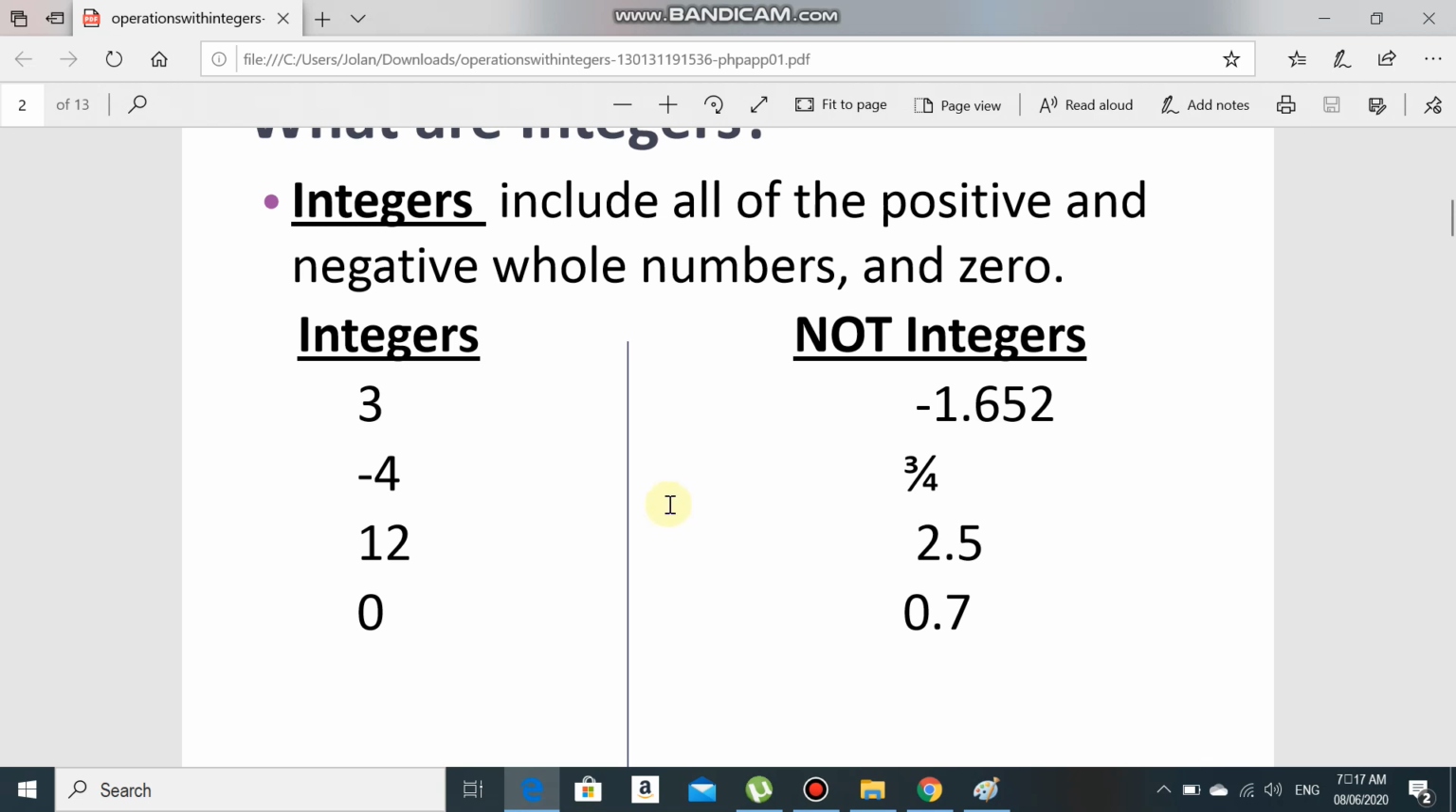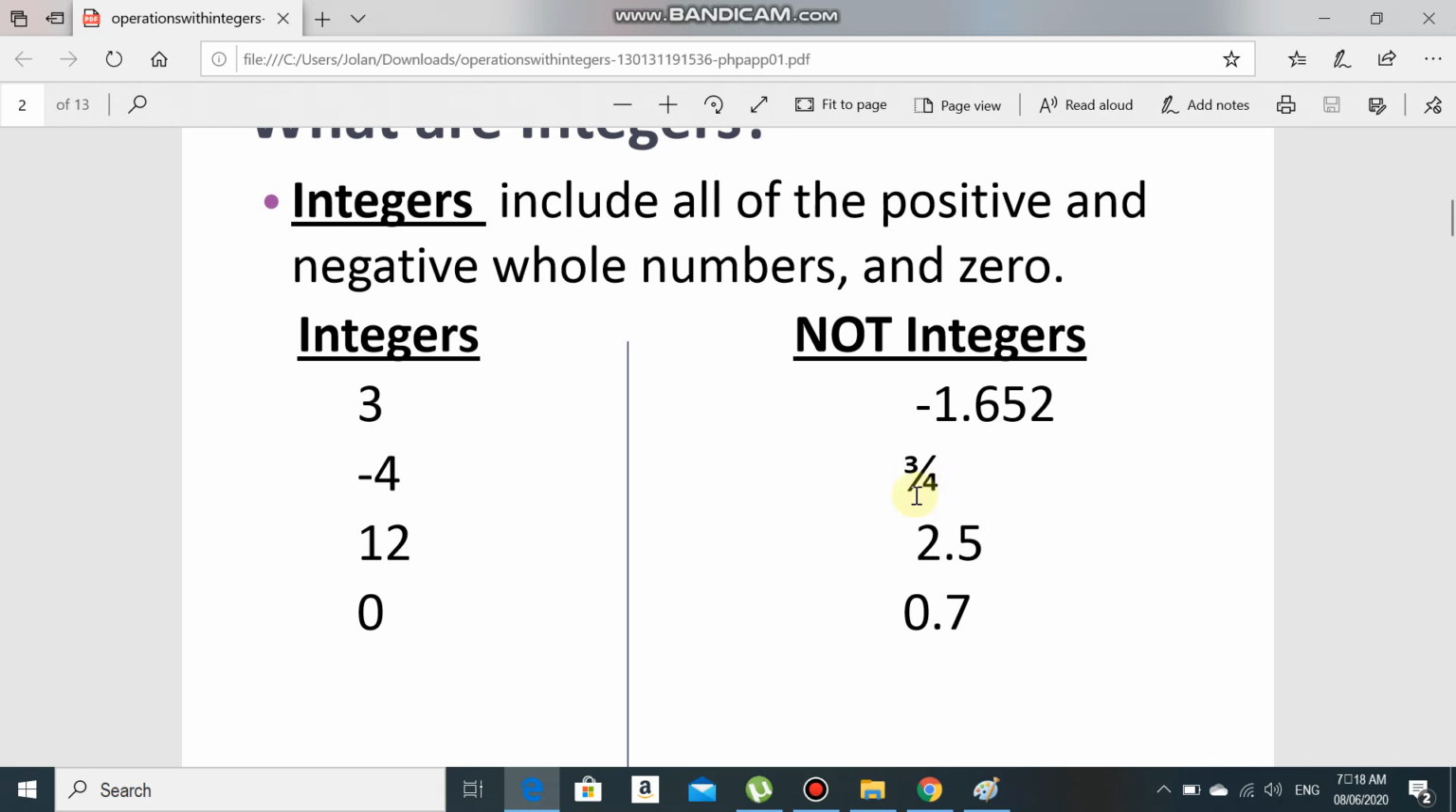We have here examples on the left side: 3, -4, 12, and 0. While on the other side are the examples of non-integers: -1.652, 3/4, 2.5, and 0.7. What is the difference between integers and non-integers? As you can observe, these are all whole numbers, while on the other side is anything that is not stated in our definition. Non-integers can be a real number or a complex number.